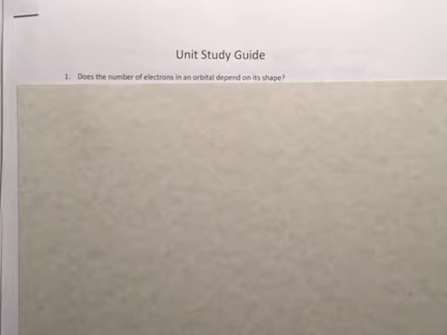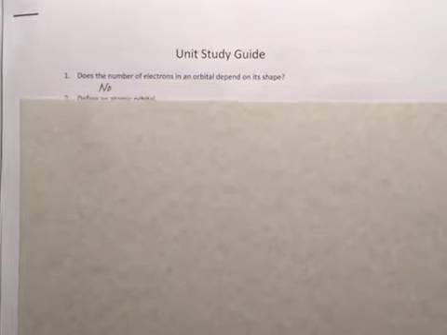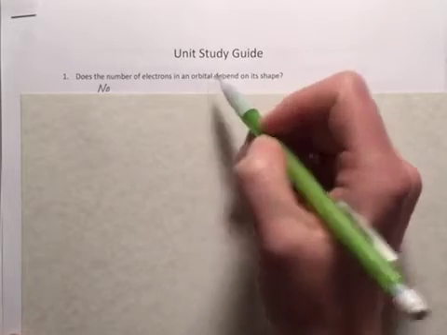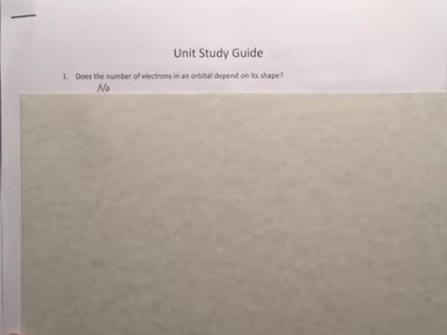So question number 1, does the number of electrons in an orbital depend on its shape? No, it does not. The key word here is orbital, and that's the sort of thing you want to look for. And we know that orbitals can only contain 2 electrons. It doesn't matter if they're in an S sublevel, a D sublevel, all orbitals can only hold 2 electrons.